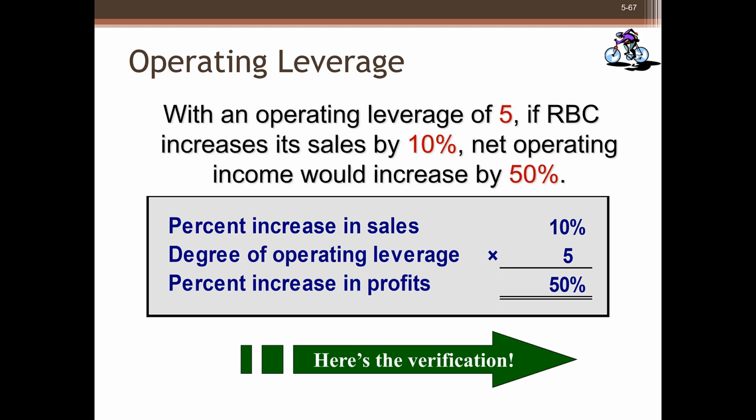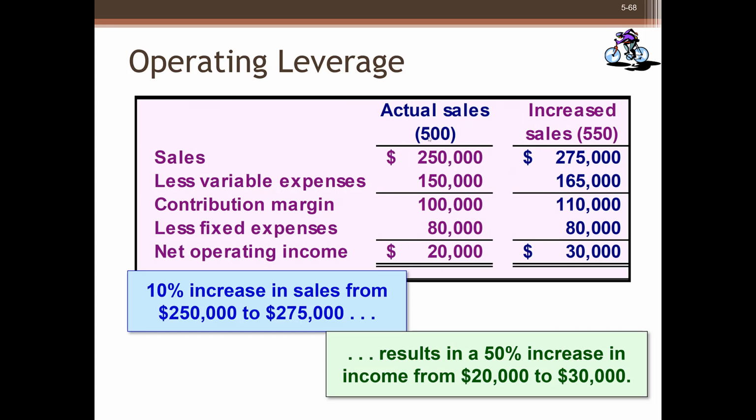Let's take a look at the verification. Actual sales are 500 units, so the total sales dollar amount is $250,000. If total sales increased from 500 units to 550 units, which is 10%, the total sales dollar amount will increase to $275,000. Remember, variable expenses per unit for RBC is $300, so we use $300 multiplied by 550 and we get $165,000. This is the total variable expense.